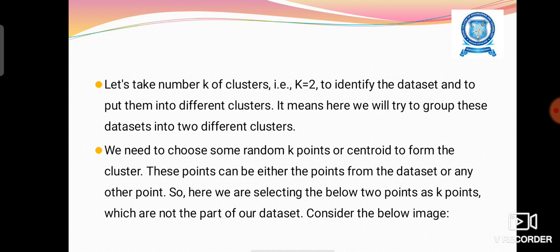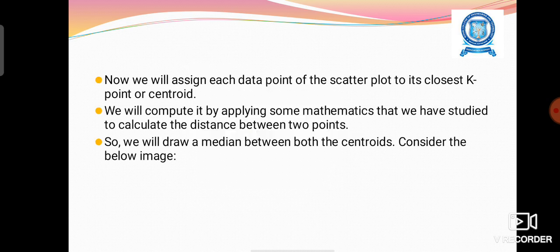So here we are selecting the below 2 points as k points or centroids, which are not part of our dataset. So in this image we have created two centroids. Then, the next step is we have to assign our data points to the nearest centroid.